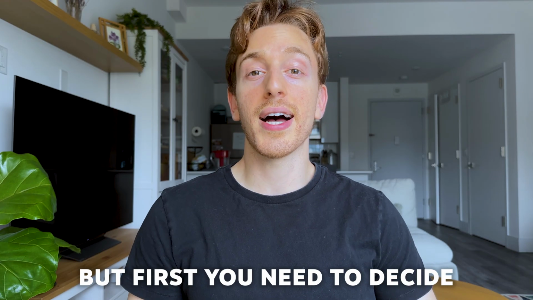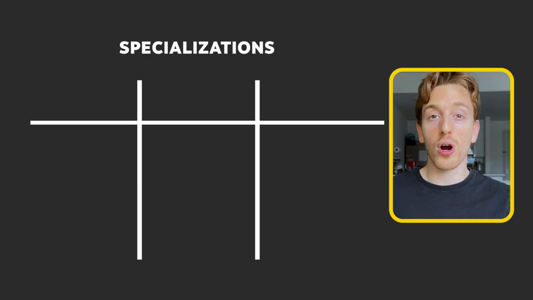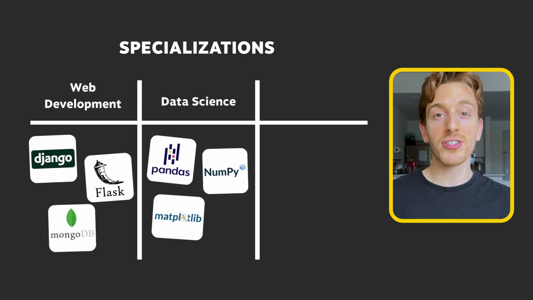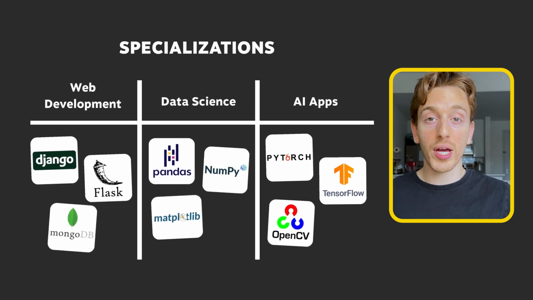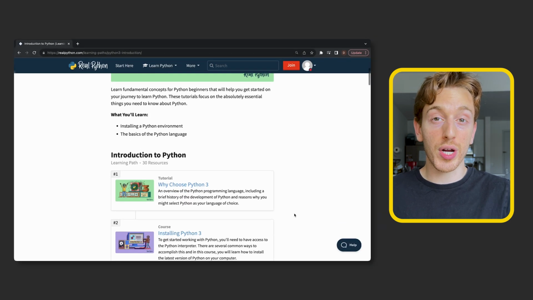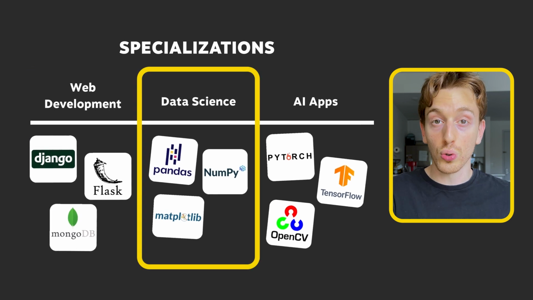But first, you need to decide what to learn Python for. The three main things Python is used for are web development, data science, and building AI applications. So while your roadmap, which we'll get to in a minute, will have the same basics regardless, after that, the path you decide will determine what libraries and tools you will learn and dive deep on.